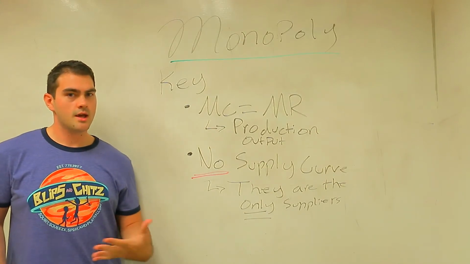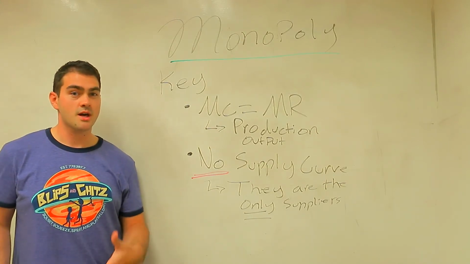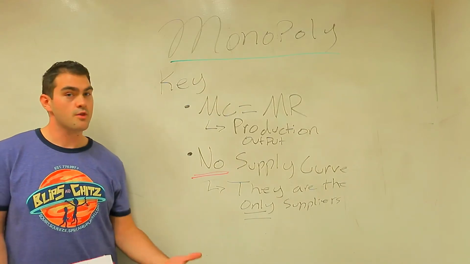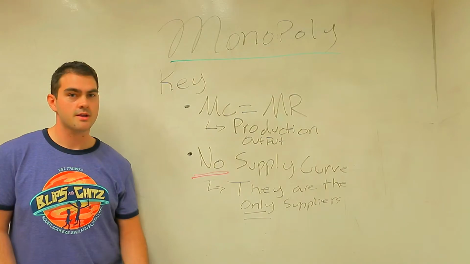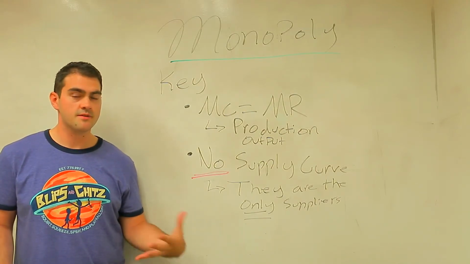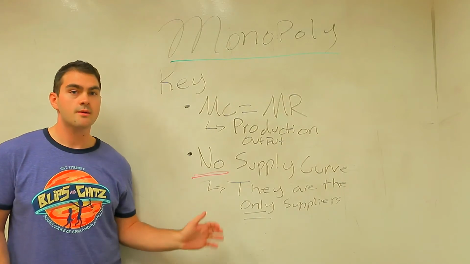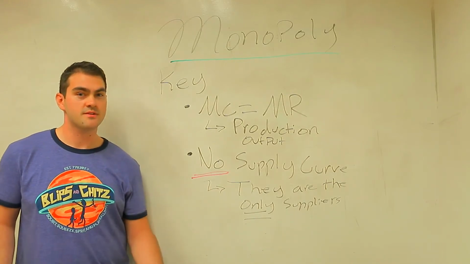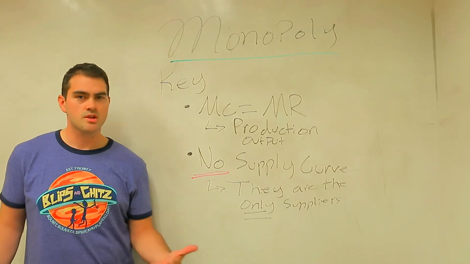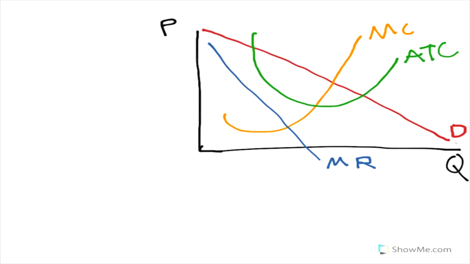Now, unlike the other competitive markets, a monopoly does not have a supply curve. They are the only suppliers in that market. Now, we're going to go over the graph, and you're going to see some differences that I've mentioned here. And then I'm also going to explain what those differences mean in a monopolistic fashion. All right, now to prove that I wasn't lying to you, we're going to go over a monopoly graph.